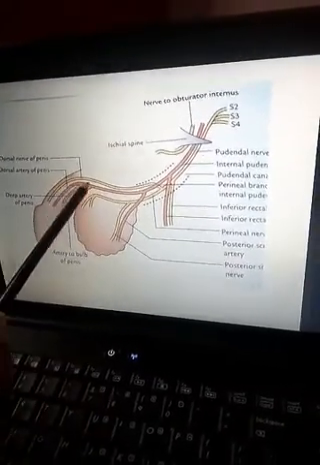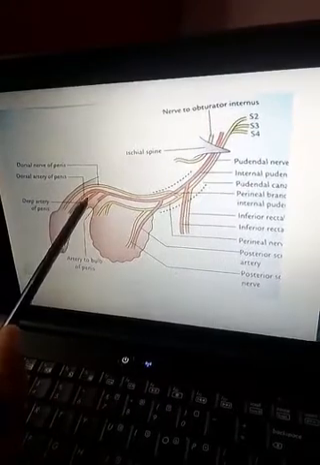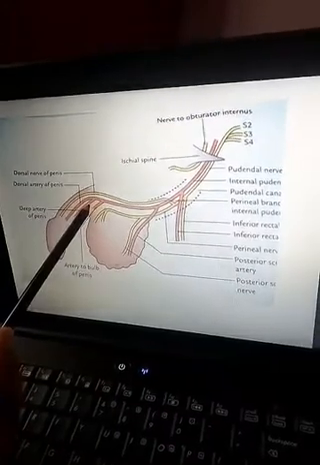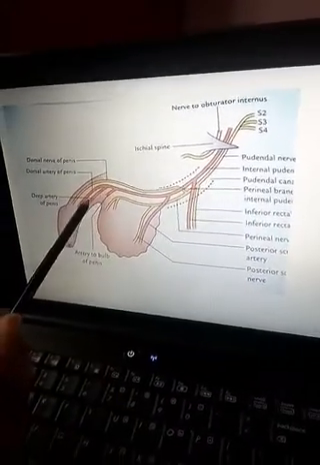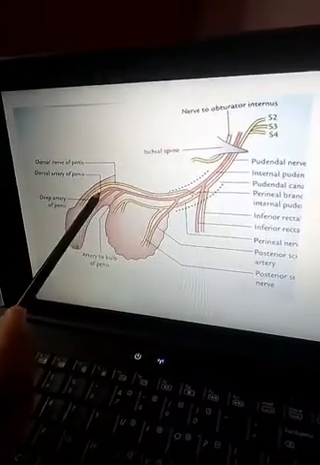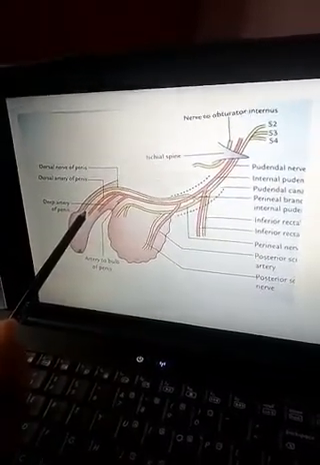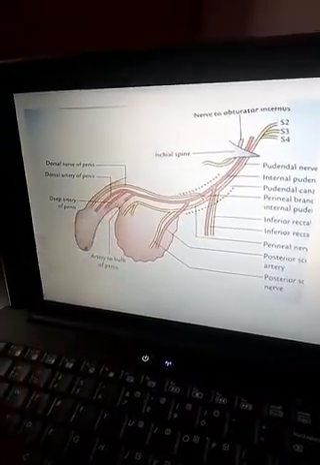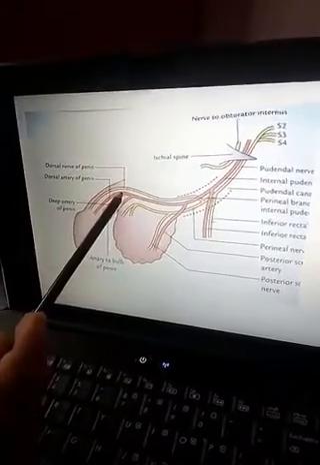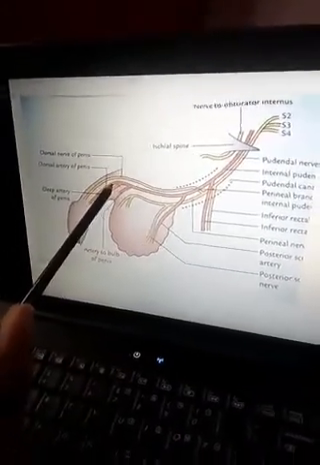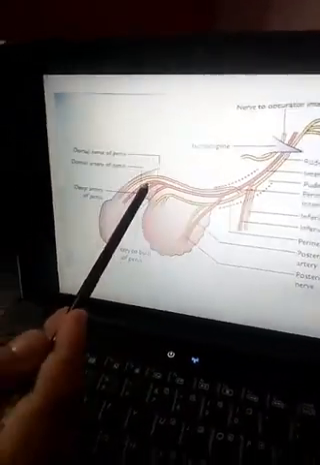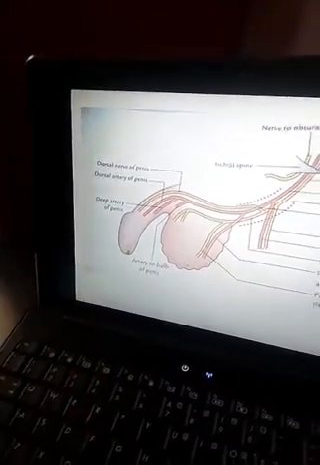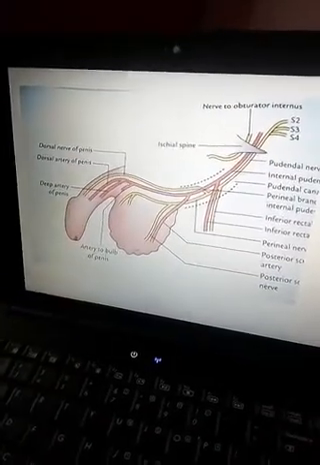Another branch is the deep artery of the penis or clitoris, which pierces the perineal membrane and supplies the erectile tissue, the corpora cavernosa. The last branch is the dorsal artery of the penis or clitoris. It pierces the perineal membrane, passes upwards between the crura of the penis or clitoris, and runs on the dorsal surface beneath the deep fascia of the penis or clitoris. It supplies the prepuce and glans of the penis. So these were the branches of the internal pudendal artery.